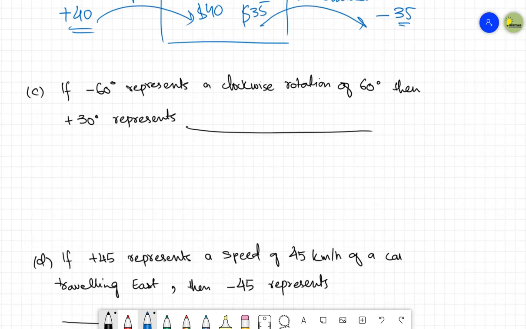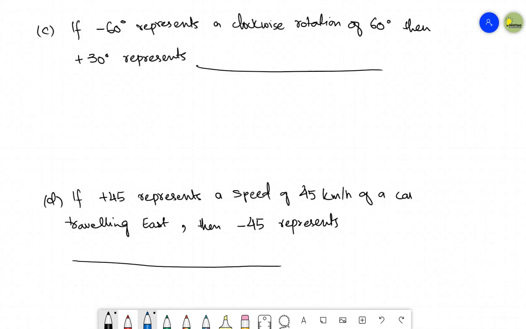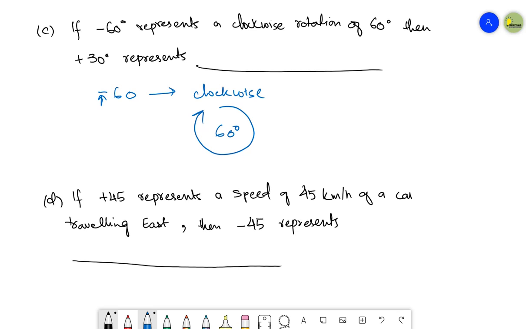Now we are moving towards part C. In part C, if minus 60 degrees represents a clockwise rotation, keep in mind that it's a negative number, minus, and it is representing what? Clockwise rotation. Clockwise means like this. So, clockwise rotation of what? 60 degrees. Then plus 30. Now the sign is changed. Now you have plus, positive. And how much? Plus 30 degrees.